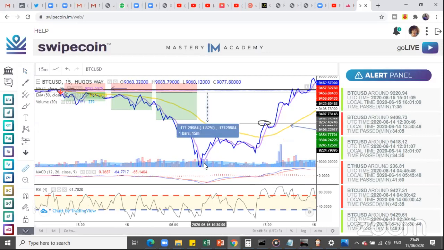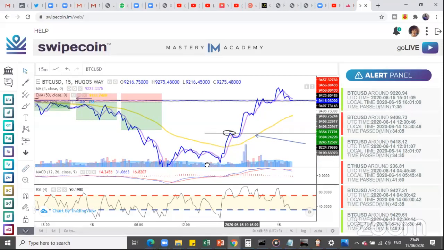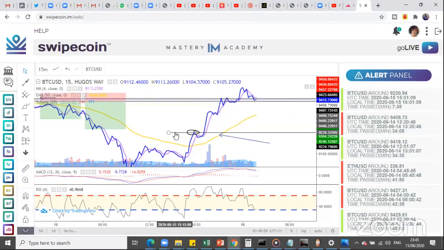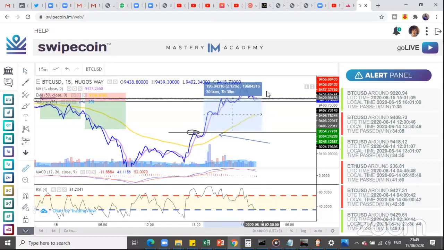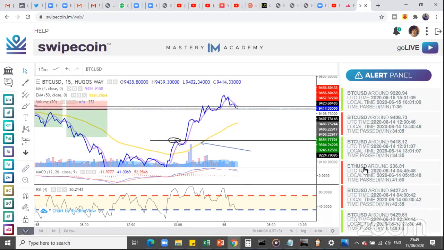Because it went as far as what? 420 pips, 433 pips. So look at the one that happened today now. That's a good buy here. 50 pips. It didn't get there by itself. It went up 230 pips. So that is how to enter a sniper entry on the Swipecoin.